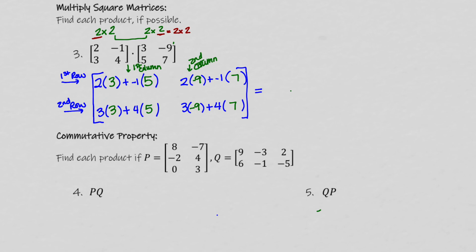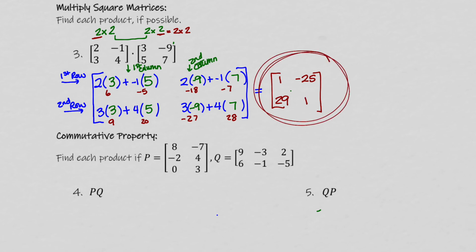So let's see. This would be a 6 and a -5, they add up to a 1. -18 and -7 add up to a -25. Let's see, 9 and 20, so that's 29. -27 and 28 would be 1. Okay, there we go. So this is my 2 by 2 matrix. That is the solution of those two matrices multiplied together.